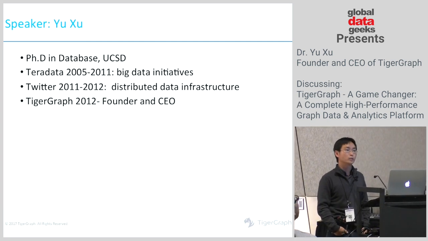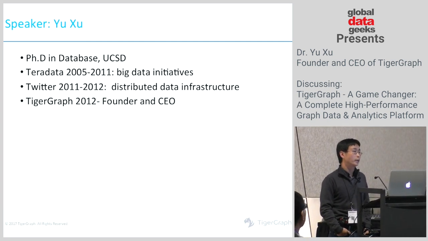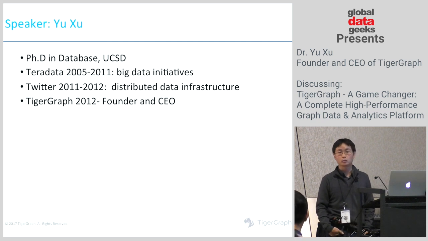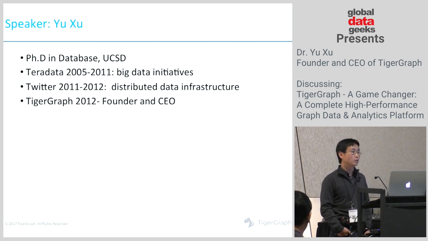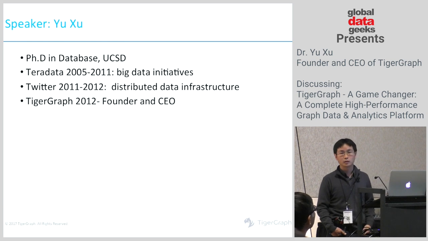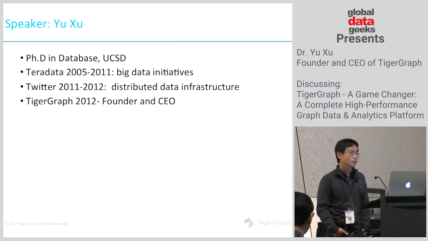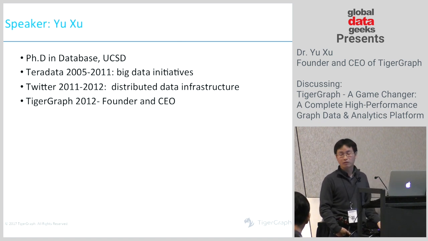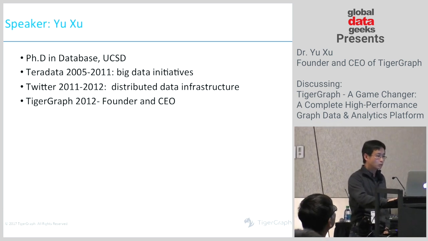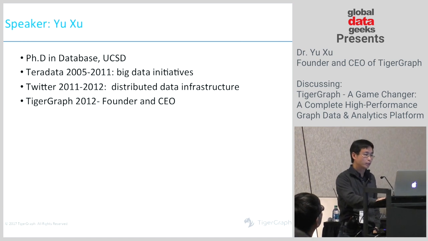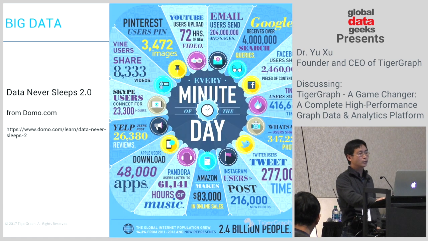At that time, Twitter was growing really quickly, and social graph-based analytics was important to the growth and the business, but there was no good graph solution in the market. Twitter built an in-house solution, but it's not distributed, it's in memory, it's not general purpose. So I looked around, there was no really good solution for a high performance real-time graph engine for big data. So TigerGraph was created about 5 years ago now.